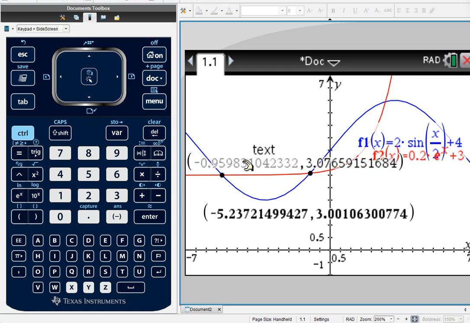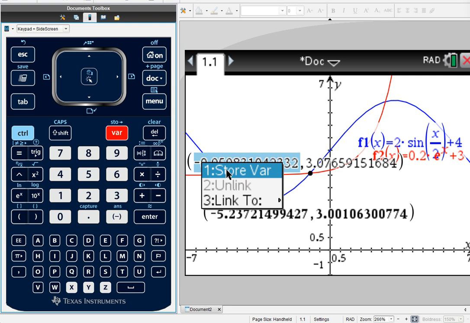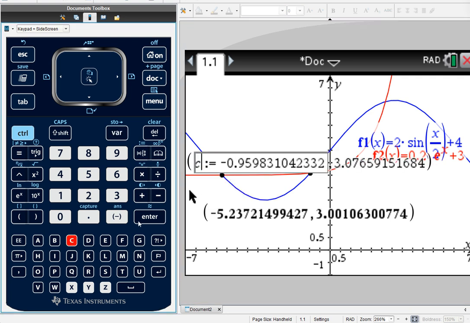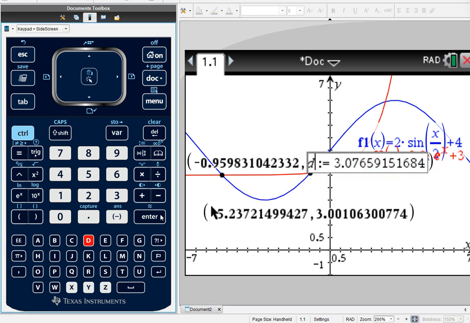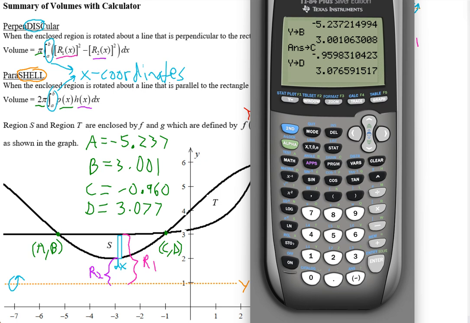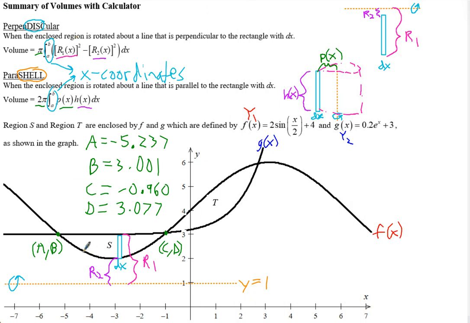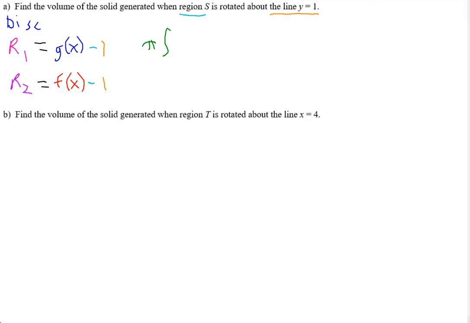So click on the x coordinate, var, store as C. And click on the y coordinate, var, store as D. All right, so now we're all set. Since it's in terms of x, we want to use the x coordinates. Moving from left to right, the region starts at an x coordinate of A and stops at an x coordinate of C. So from A to C on our lower and upper limits.